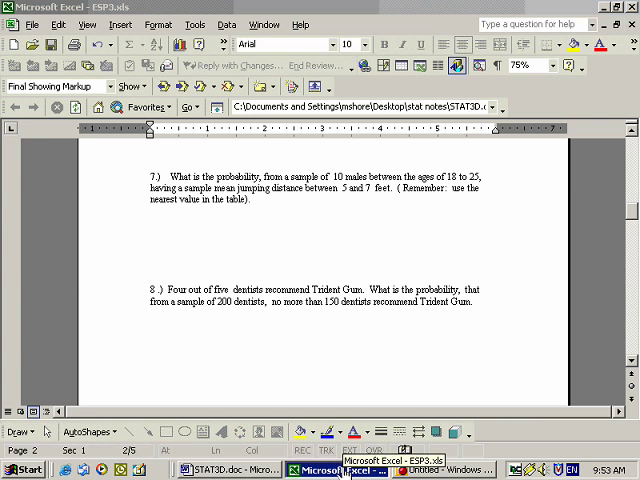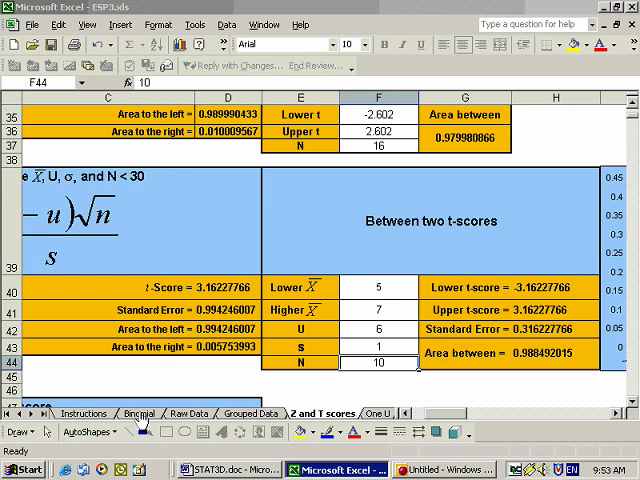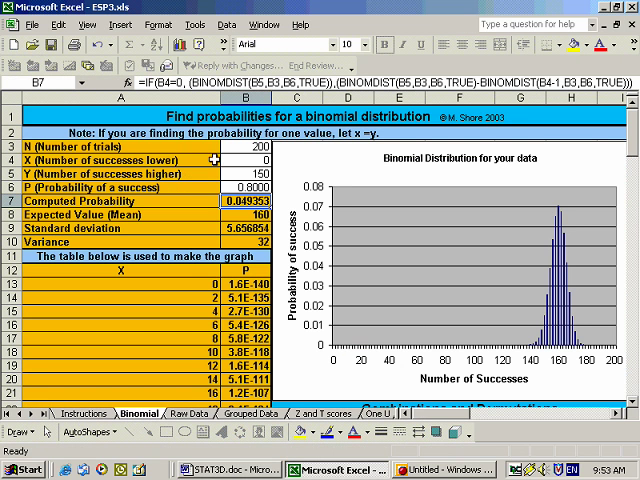So this is a binomial problem, so you go to your binomial sheet and we put in our N, which is 200. Our lower number of successes is 0 and our upper is 150 because it said no more than 150. That's 150 or less, and our probability of success was 4 out of 5 or 80%. And we get the answer right here of 0.049, and that would be the answer to problem 8.